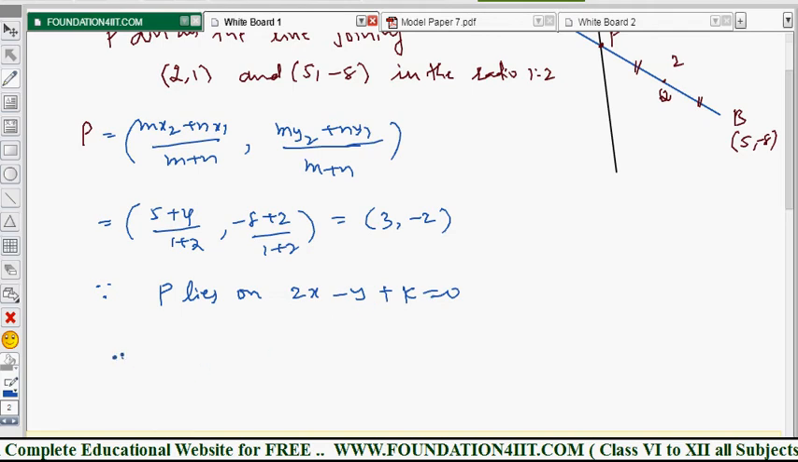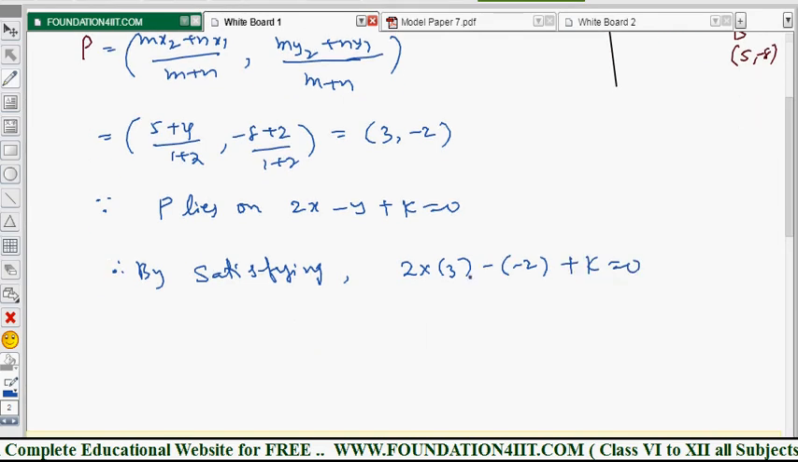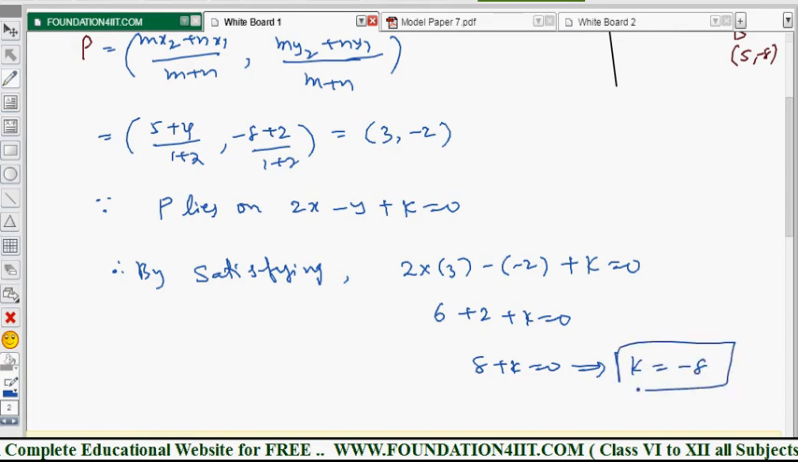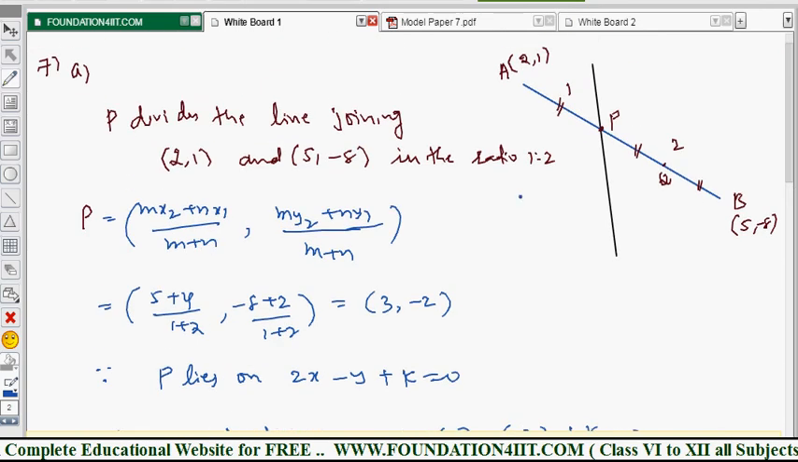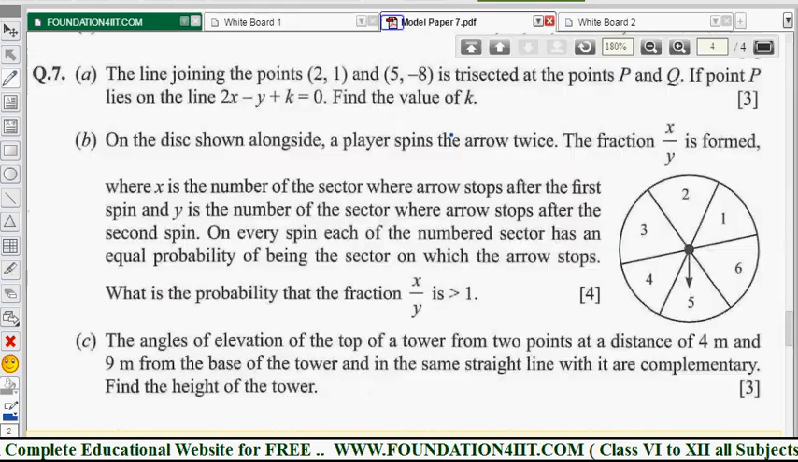By satisfying this, 2 into the x value, 3, minus the y value, -2, plus k is equal to 0. From this, 2 threes are 6, plus 2, plus k is equal to 0. So 8 plus k is equal to 0. From this, k is equal to -8. Right? The k value is -8. You can use just this one formula, the section formula, in this. And see the next question in this same question 7.